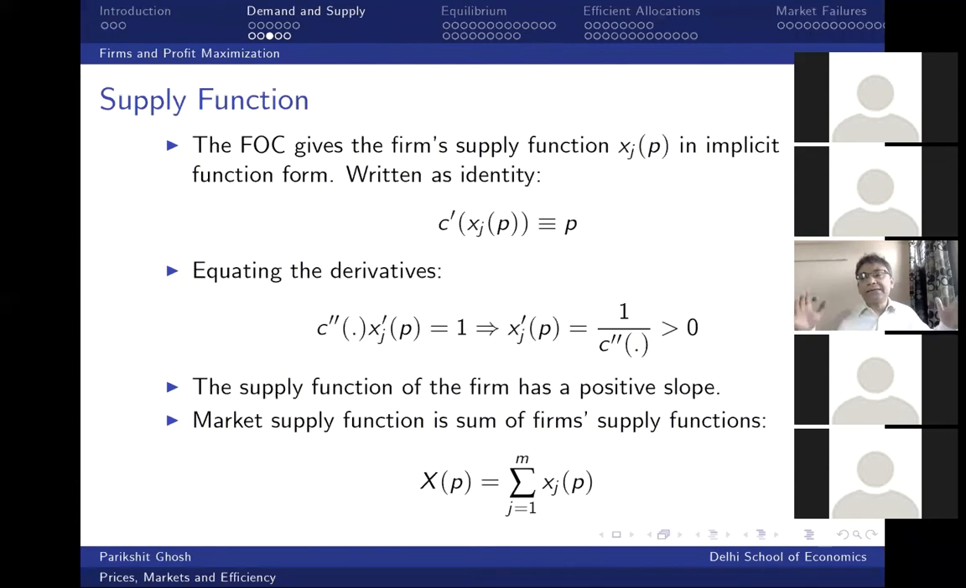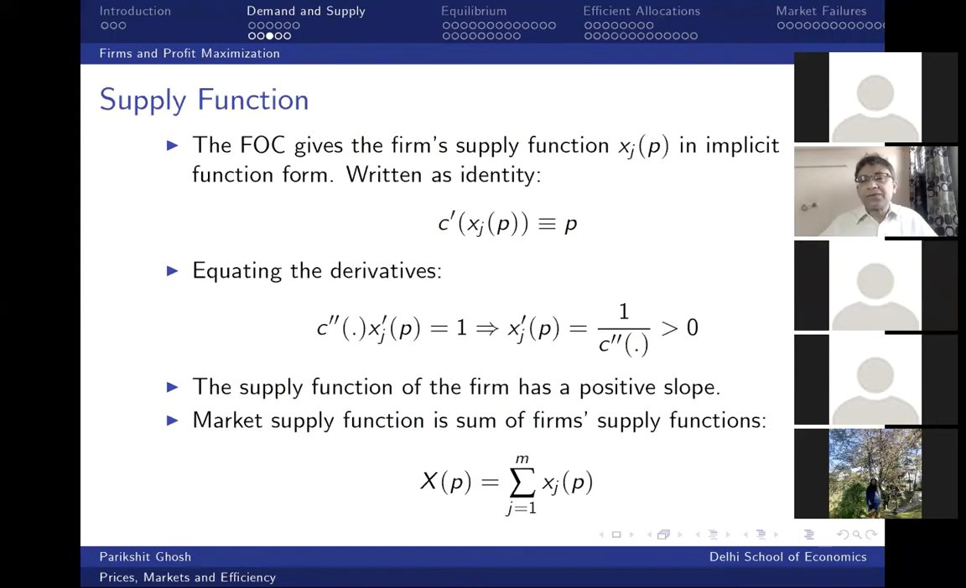So we have a nice, at least a qualitative characterization of demand and supply, which is that the demand curve in the market will be downward sloping and the supply curve will be positively sloped.